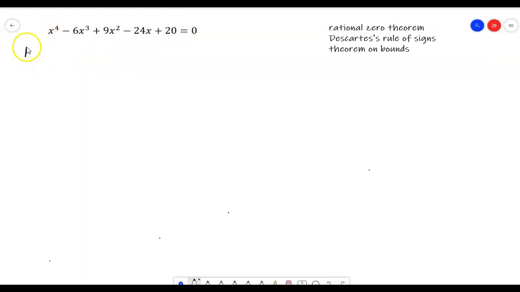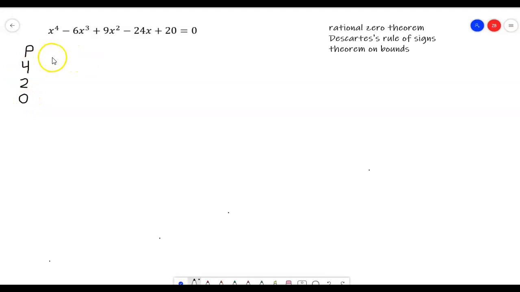So for my positive real roots, I'm going to put a little p there, that's 4 sign changes starting from here all the way down to my constant. And then the Descartes rule of signs says that I'm going to reduce that by 2 until I get to 0. So it could either be 4 positive real roots, 2 positive real roots, or 0 positive real roots.